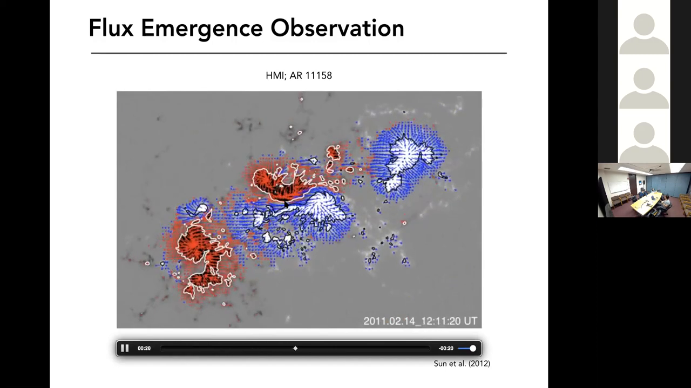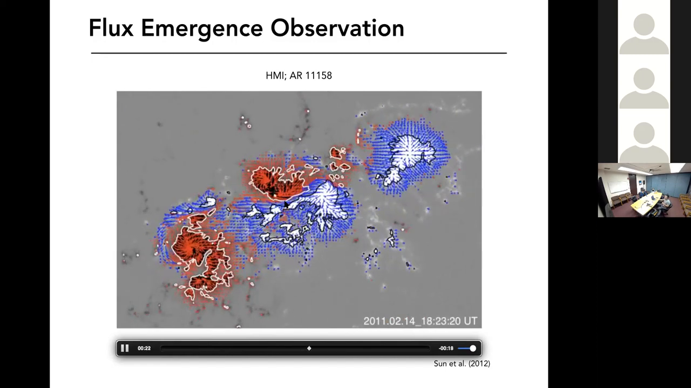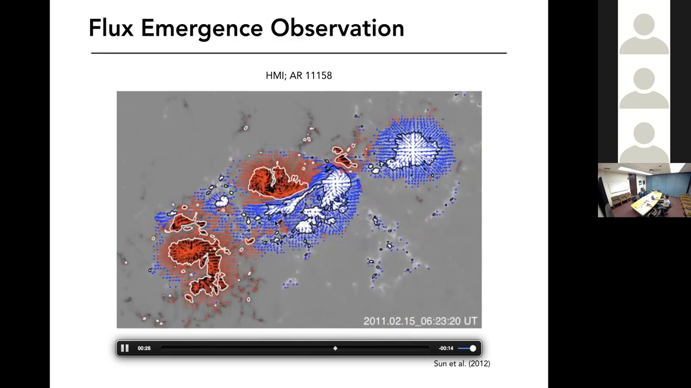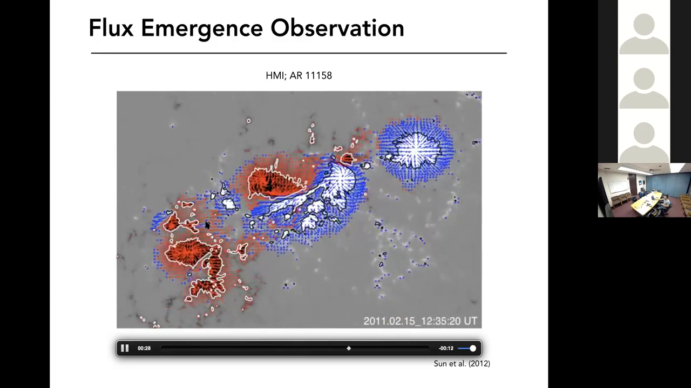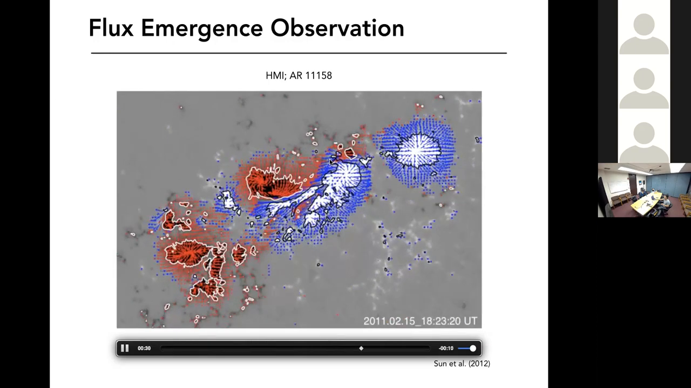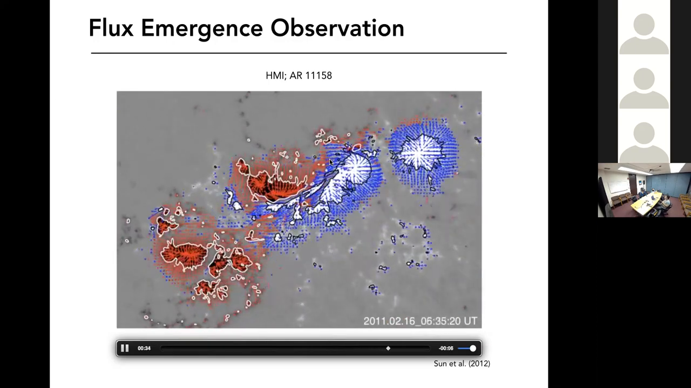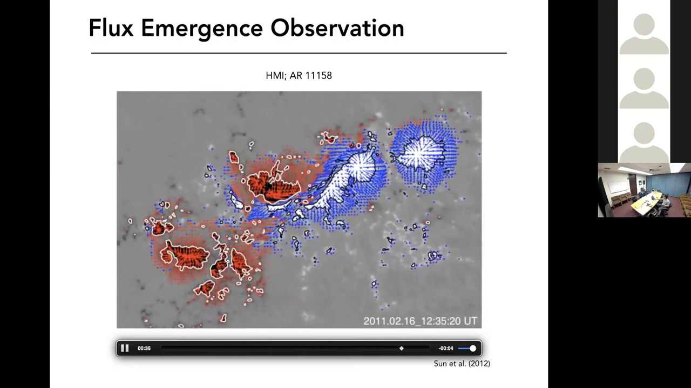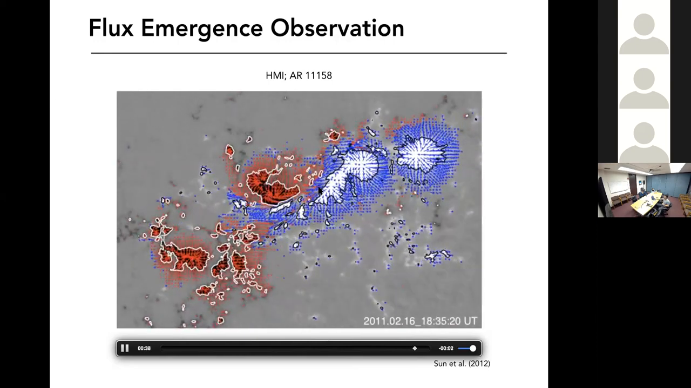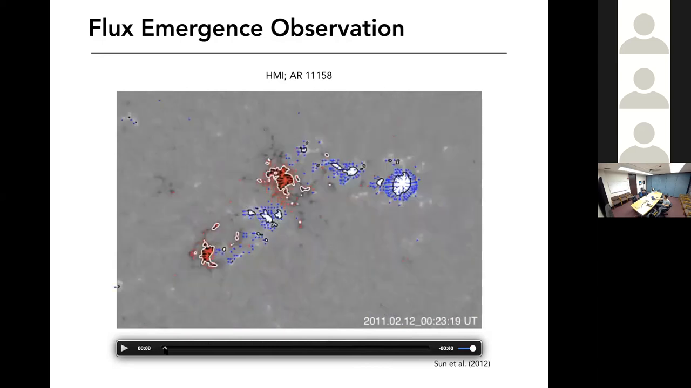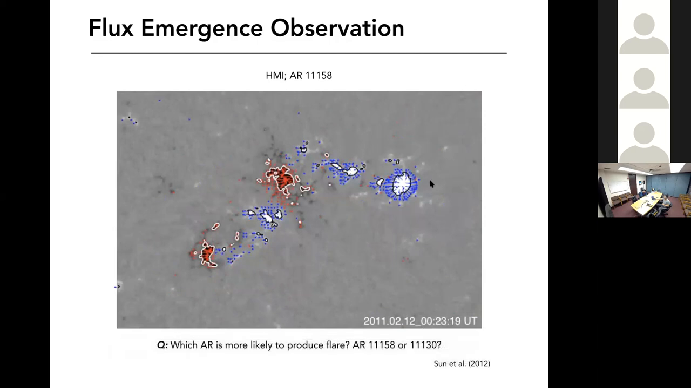So the obvious thing is that these two should be initially connected, and the top two should be initially connected because we see that they are separating away from each other. What we don't know is whether the central two bipoles are connected, or whether it was a serpentine type of connectivity at the beginning. Whether there's 1, 2, 1, 2, it's not very clear.